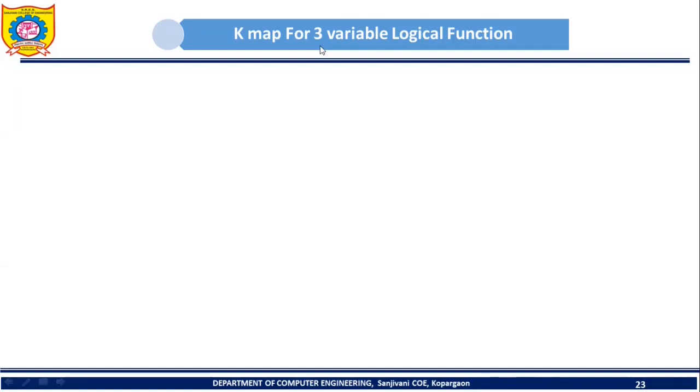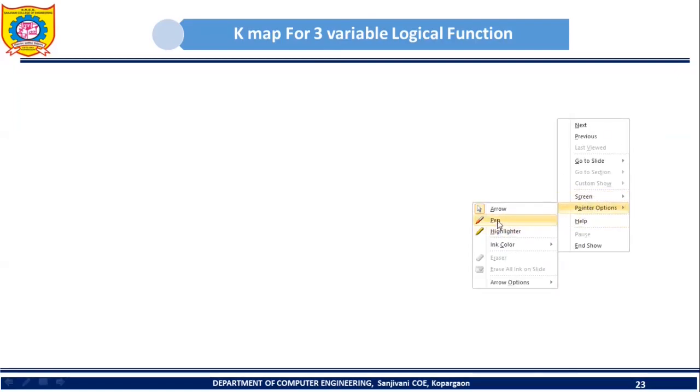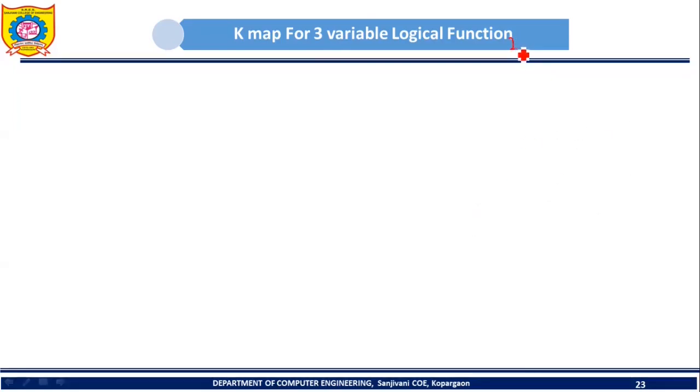Before that, tell me, what is the use of K-map? Yes, it is used for simplification of a given logical expression. So assume that we are given some logical expression, and that logical expression contains how many variables? Three variables. So if the logical function contains three variables, in that case we should go for three variable K-map.